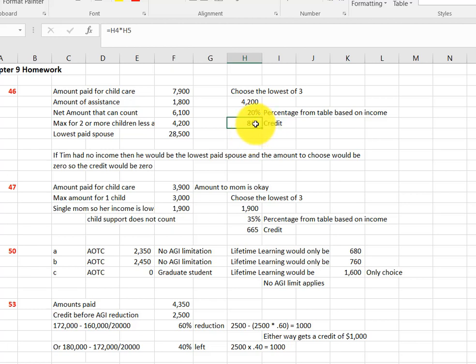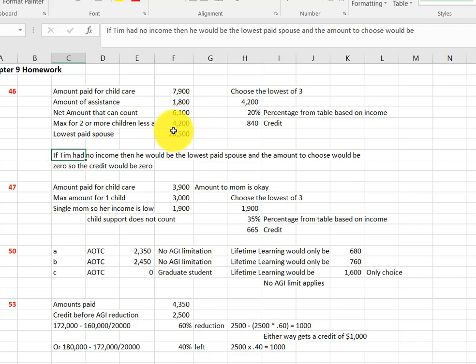This would be a non-refundable credit, so it is only going to help us if we have tax liability. If Tim had no income, then he would be the lowest paid spouse, and the amount to choose would be 0, because the lowest paid spouse number would be 0. So the credit would come from the lowest of the 3, and 0 would obviously be the lowest. It doesn't matter what the percentage is, because 20%, 30%, whatever of 0 is 0. So there would be no credit. This is for single parents, where they have to work, or where both spouses work out of the house.